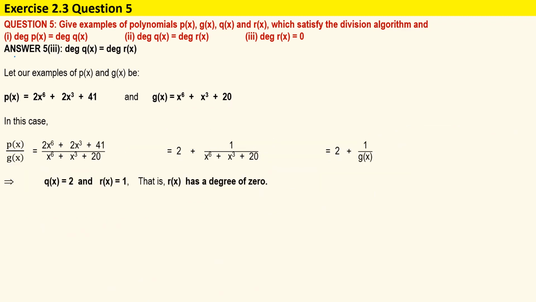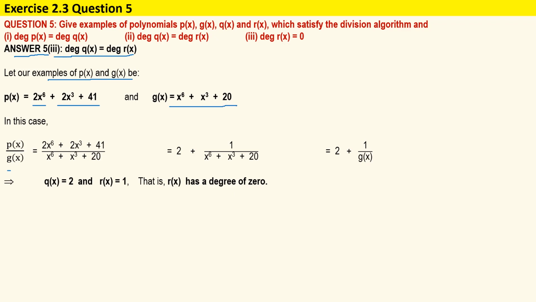Let's go to answer of question number 5, part 3: degree of q(x) is equal to degree of r(x). Let our examples of p(x) and g(x) be p(x) is equal to 2x^6 + 2x^3 + 41, and let the g(x) be x^6 + x^3 + 20.